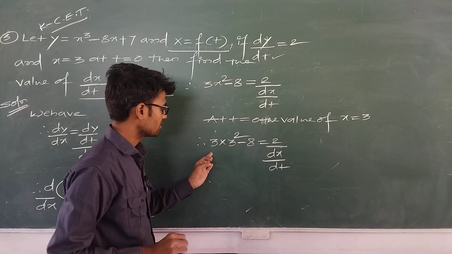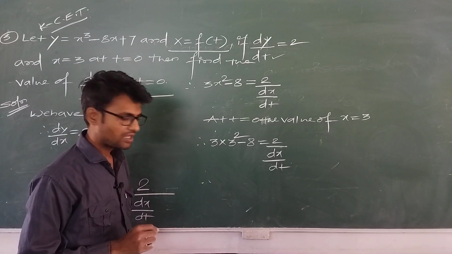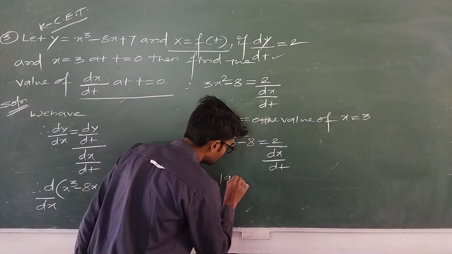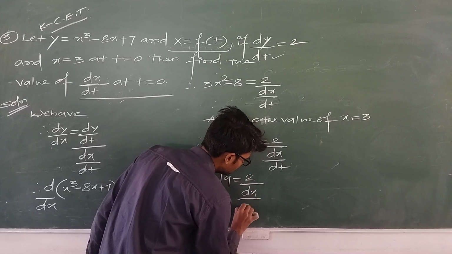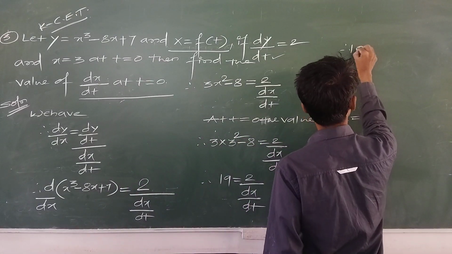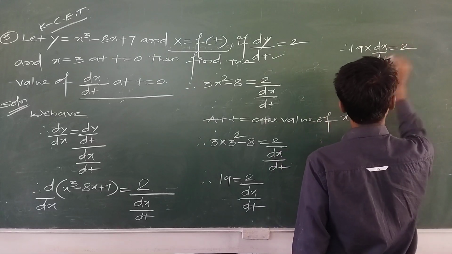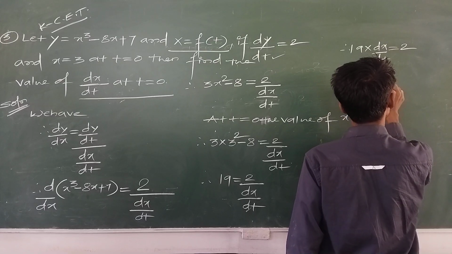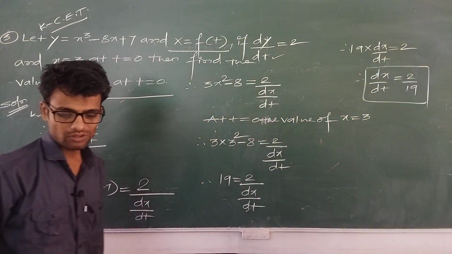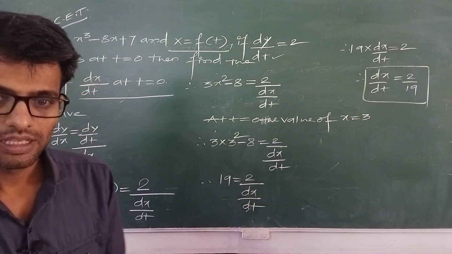So therefore, 3 square is 9, 9 times 3 is 27, 27 minus 8 is 19. 19 is equal to 2 divided by dx by dt. So therefore, I will write 19 into dx by dt is equal to 2. So dx by dt is equal to 2 divided by 19. So it is a very simple example. Dx by dt is equal to 2 by 19. Right? So next I go for another example.